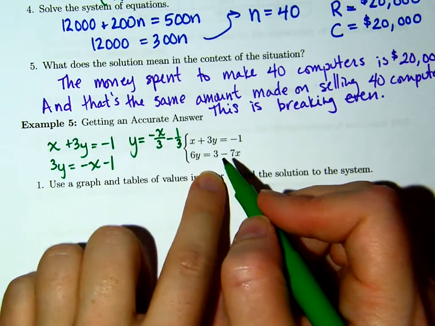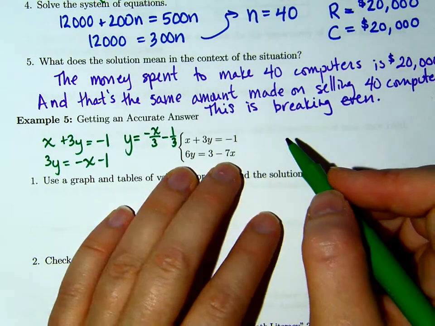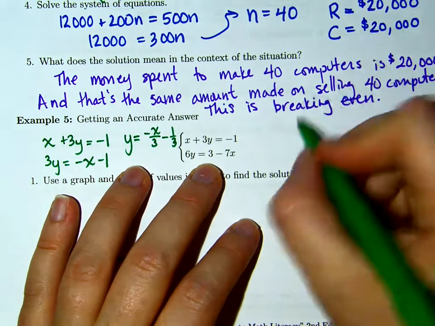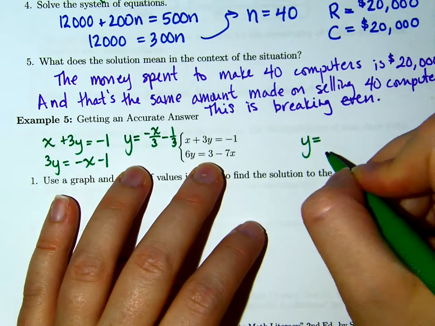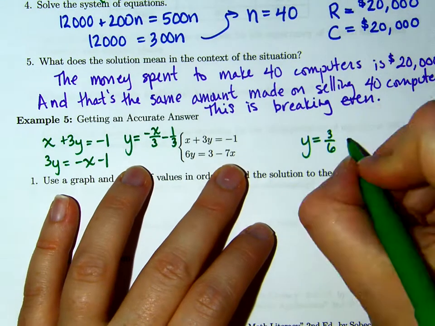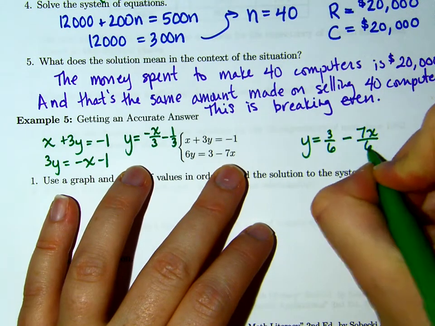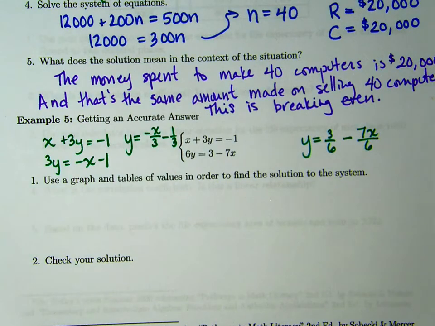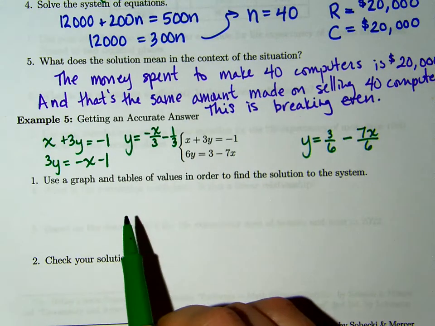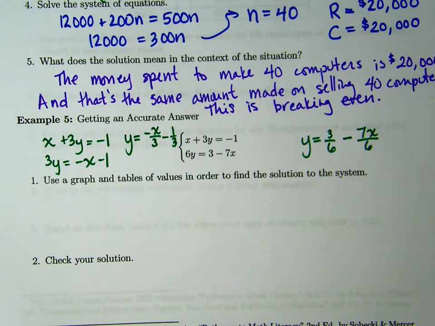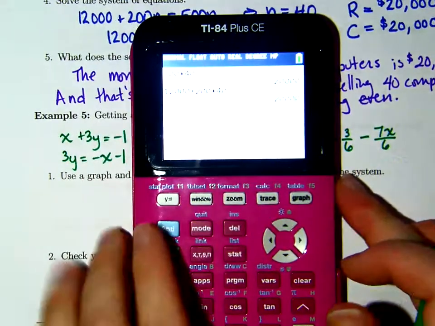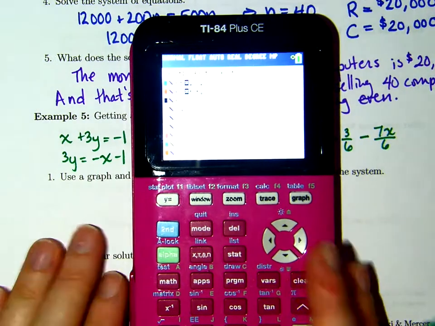I'm going to do the same thing for the second one. All I have to do is scale down everything by 6. So 3 scaled down by 6 is a half, simplified, minus 7x scaled down by 6. We're going to have some fractions, I feel like. I'm going to try using the graph, actually. Now that I've rewritten these, they look like they're ready to put into a calculator.